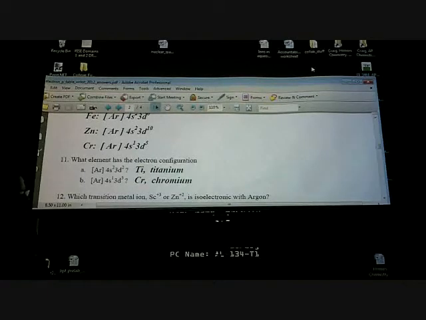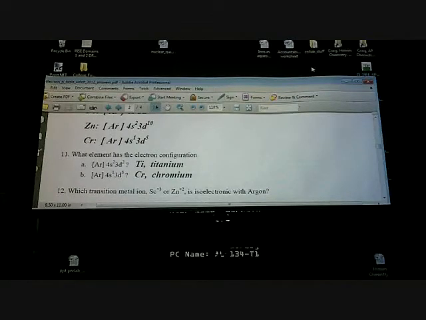Number 12, which transition metal ion, and again, an ion is what? An atom with a charge, good. So it's a charged particle. So it has lost or gained some electrons from the original amount that it had. So which transition metal ion, scandium with a +3 or zinc with a +2, is isoelectronic with argon? Scandium with a +3. Why? Because I said so. Okay. It's zinc +2. If you go back 2, it won't be argon. Very good. It's all about the same number of electrons as well as the same configuration.